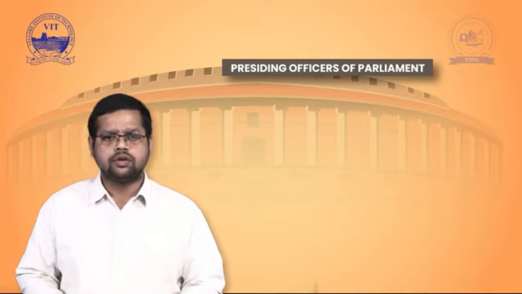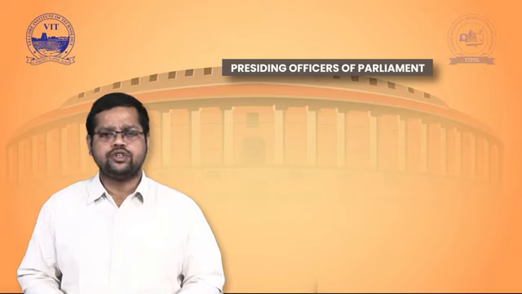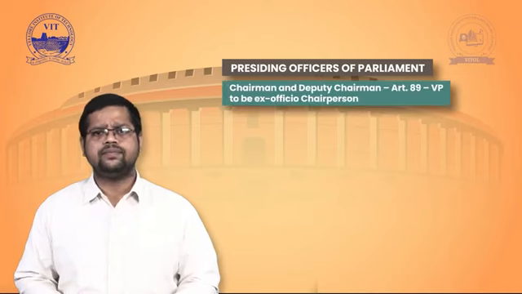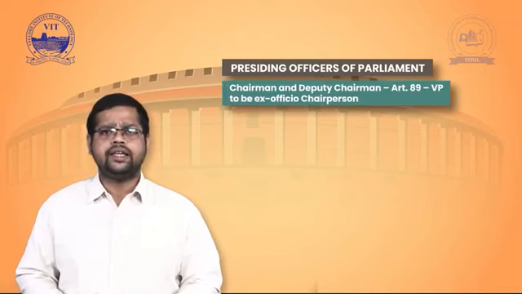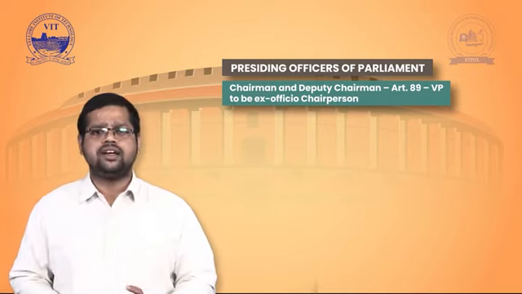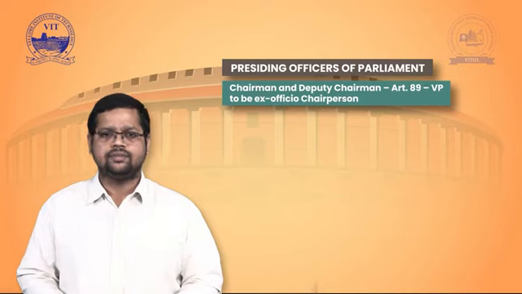Who is the boss of the Parliament, so to speak? It is the presiding officers of the Parliament. Both houses of the Parliament, that is the Rajya Sabha and the Lok Sabha, are run and headed by a particular constitutional functionary, that is the chairman and the deputy chairman in the case of the Rajya Sabha, in accordance with Article 89.